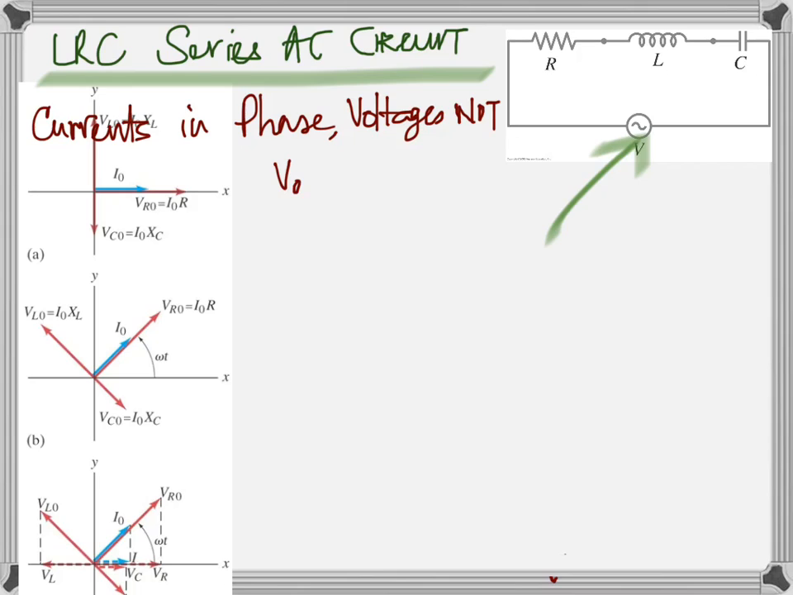So the voltage across the resistance will be I naught times R, the maximum voltage across it. That's why it's VRO. The maximum voltage across the resistance is I naught R. You seem to make it complicated. It's not that complicated. And are they in phase with each other? Is the current and the voltage in phase with each other through a resistance? Yes.